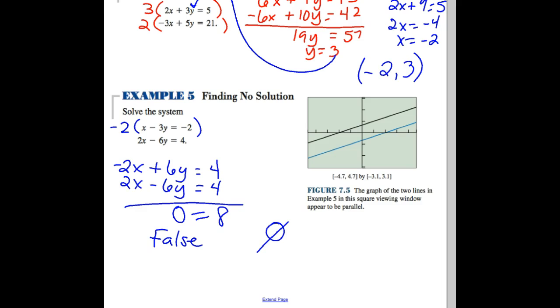Could we also solve those, get them in slope-intercept form and show that we have parallel lines, different intercepts? Okay. But again, you're not going to know to do that. So this is a better route.